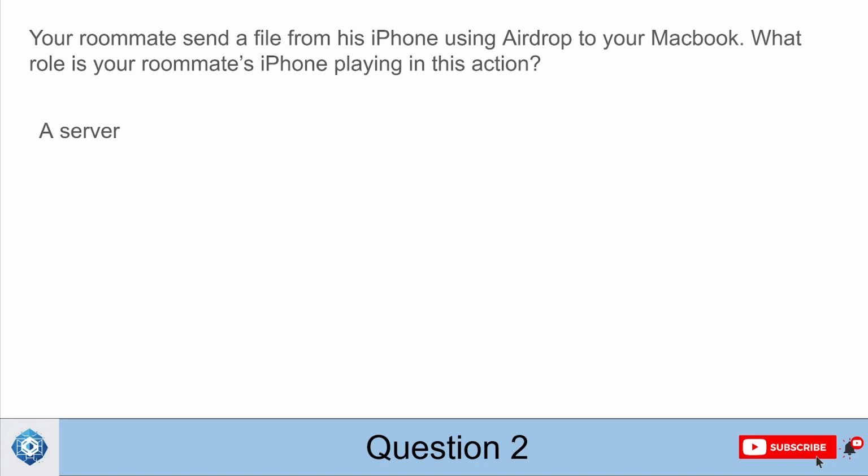So this is a good thing to mention here as well. When you look at these questions, there's a lot of extra data that you really didn't need in this question to get to this answer. Really, this question is: an iPhone sends a file to a MacBook. What is the role that it's doing? You don't need to know that it was using AirDrop. You don't really need to know that it was your roommate. You don't really need to know some of this other stuff. So make sure to read through these questions carefully. And if you didn't get this one, again, let me know why down below in the comments.